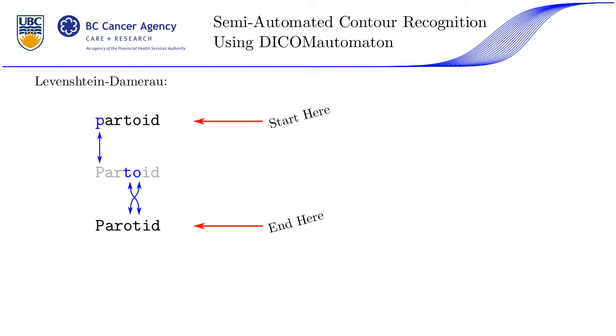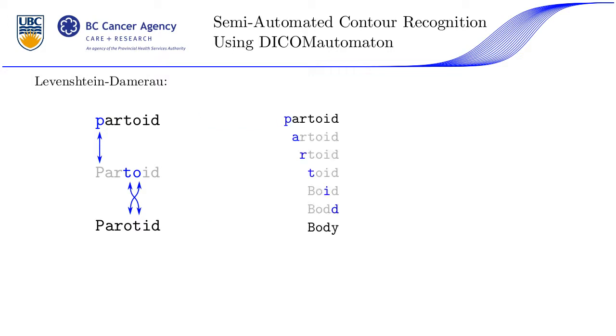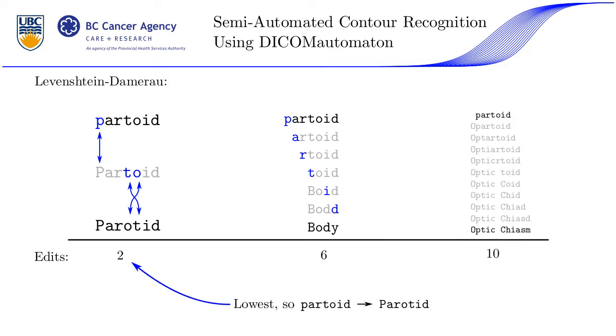Let's say we're given two strings. One is partoid and one is parotid. We measure the distance in the number of edits between the strings. In this case, it's very small. If we compare partoid and body, there are six edits, and optic chiasm and partoid, many more. So this maps intuitively to what we think: partoid probably refers to parotid.